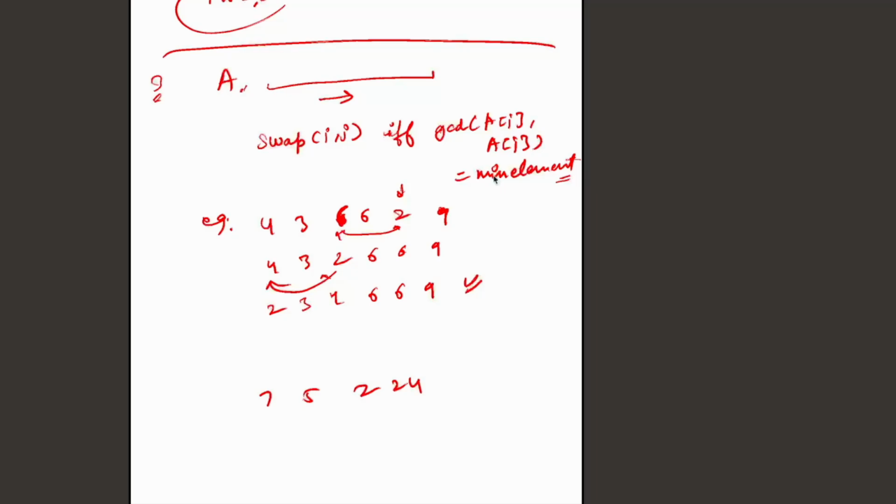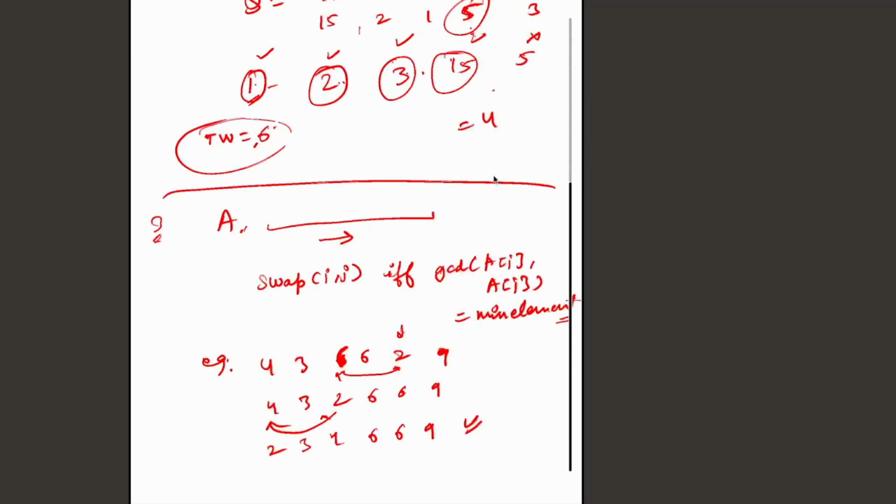Now you see here, the answer is no. We can't sort this array, because the minimum element is 2. Whatever elements we swap, the GCD should be 2. And you can see you want this 2 to come at the first place here, but GCD of 7 and 2 is 1 because they are coprime. So we can't swap these. So the answer is no.